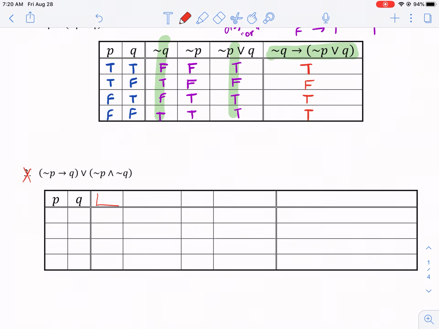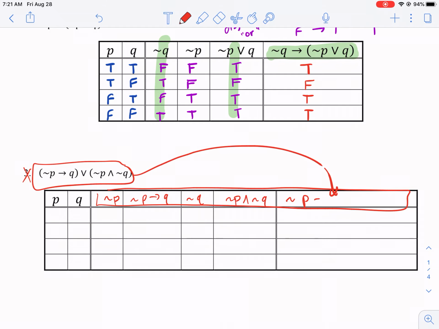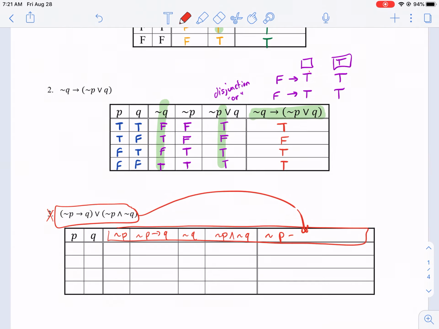I'm not going to have my class worry about number 3. But if you want, you just fill it in, and you'll have to put not P, not Q, and some other stuff. I think the not Q would go here. Then you'd put not P, arrow Q, and then you would put not P or not Q, and then the final one would be this whole piece. You would put that there. So if you're doing that, great.